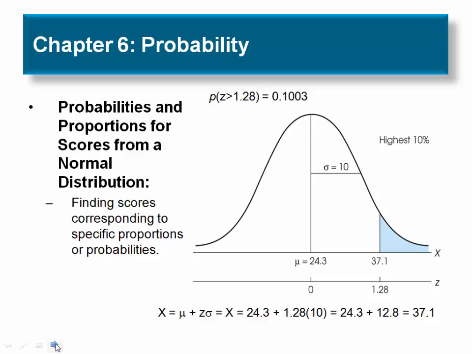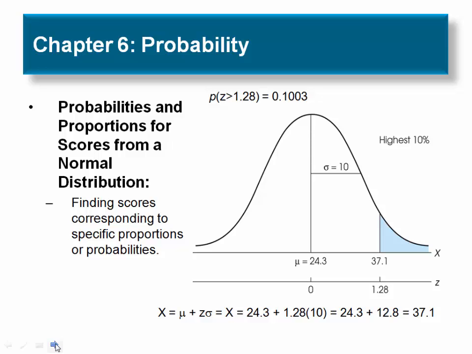Figure 6.14 on page 167 in your book graphs out the problem and shows the shaded area for which we have to find the correct proportion. Thus, the problem is to find the score that separates the highest 10% of commuting times from the rest, or, put in our notational format, the proportion of scores greater than 1.28, and that actually equals 0.1003.